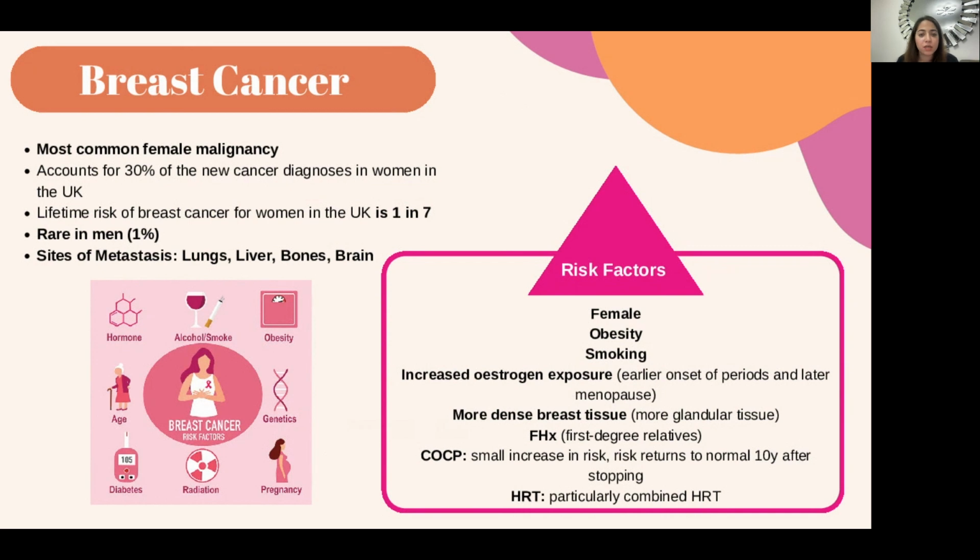I wanted to just touch quickly upon sites of metastases for breast cancer. Liver, lungs, bones, and brain are the most common sites of metastases when patients have breast cancer. So you can remember it as the 2 L's and the 2 B's if that works, but it's something to be aware of.